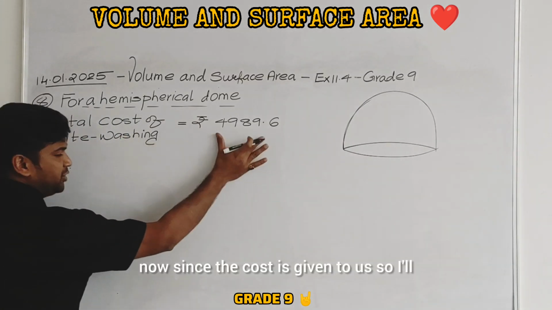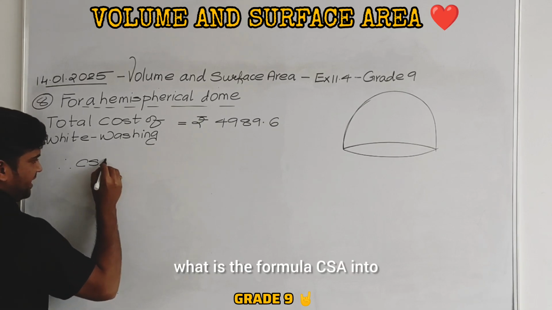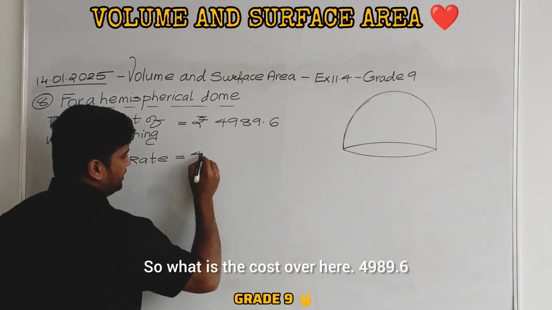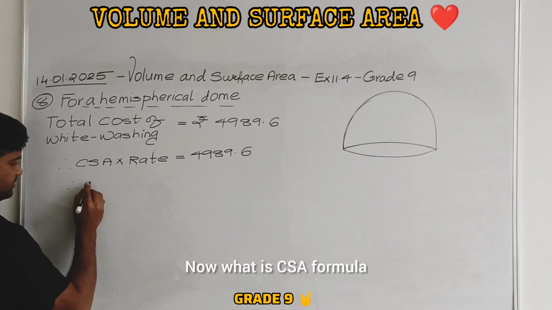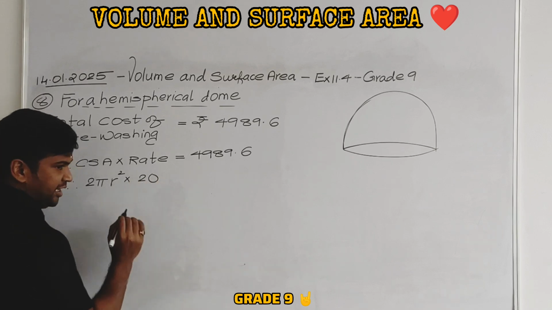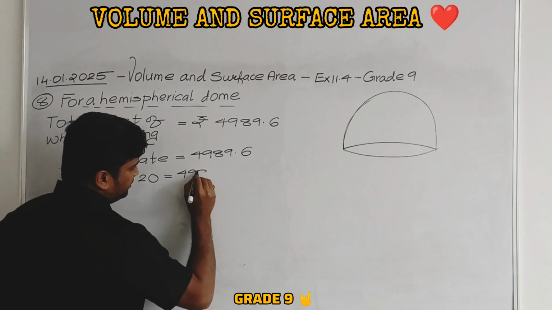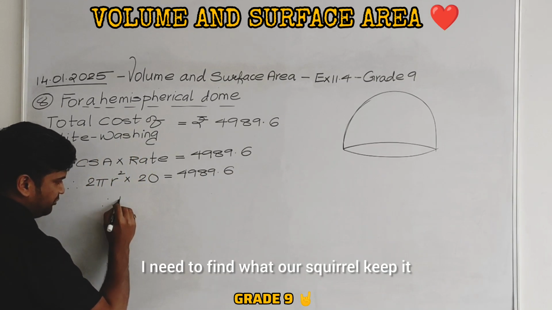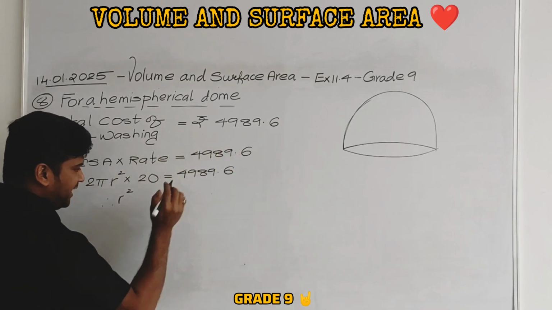Now since the cost is given to us, so I'll write the formula here. So what is the formula? CSA 2 pi r square into the rate, that is equal to the cost. So what is the cost over here? 4989.6. Now what is CSA formula? 2 pi r square. Very good. What is the rate given? Rupees 20 per square meter. That means 2 pi r square into 20 is equal to 4989.6. Now you know very well, I need to find what? R square. I'll keep it here. All other things I'll take to the right hand side.